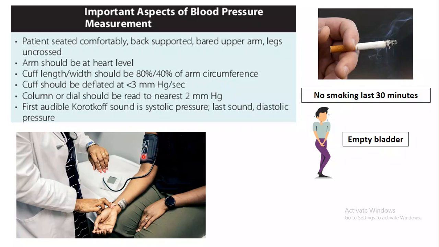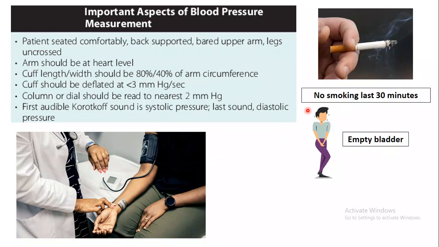Then gradually deflate at a slow rate, 1 to 2 millimeter mercury per second, and get the first Korotkoff sound, which is the systolic blood pressure, where the first sound is heard by auscultation of the brachial artery while deflating the cuff, and record the last sound, which is the fifth Korotkoff sound, which denotes the diastolic blood pressure. With one exception: in patients with hyperdynamic circulation or severe aortic regurgitation, we might still hear a pulsation till zero on the sphygmomanometer. In this condition, we take the fourth sound, which is muffling of the heartbeat during auscultation, instead of disappearance of the beat, which is the fifth sound.